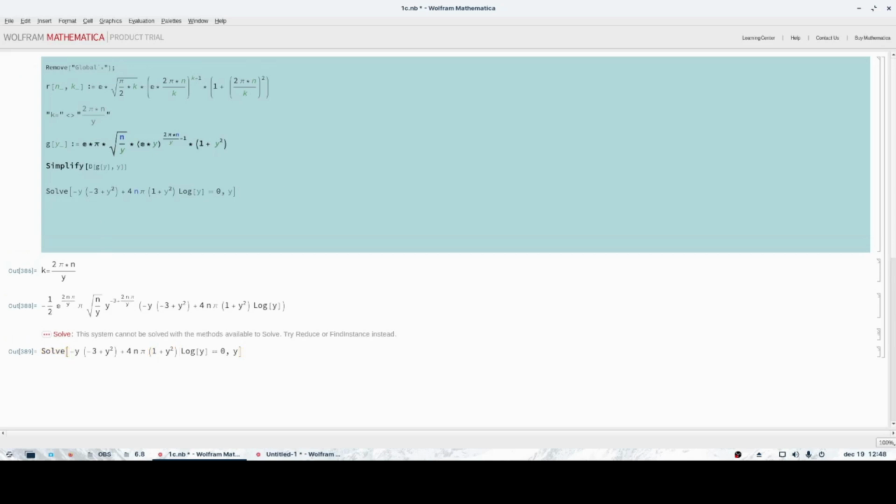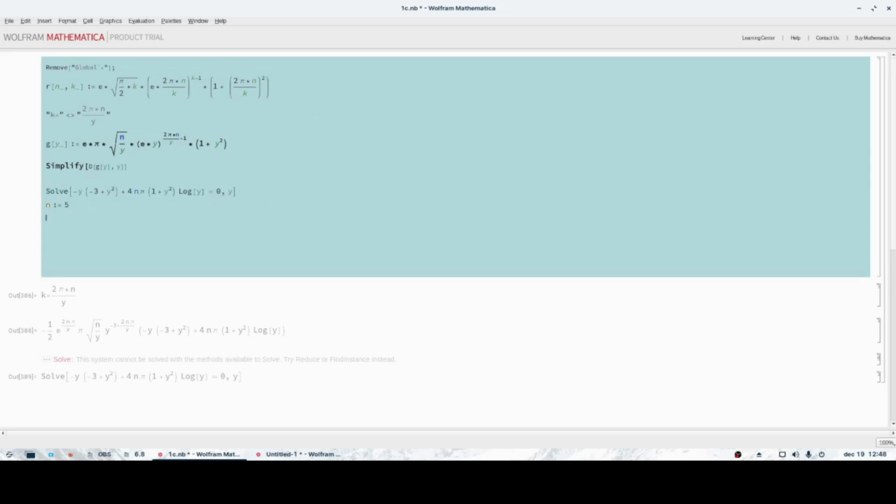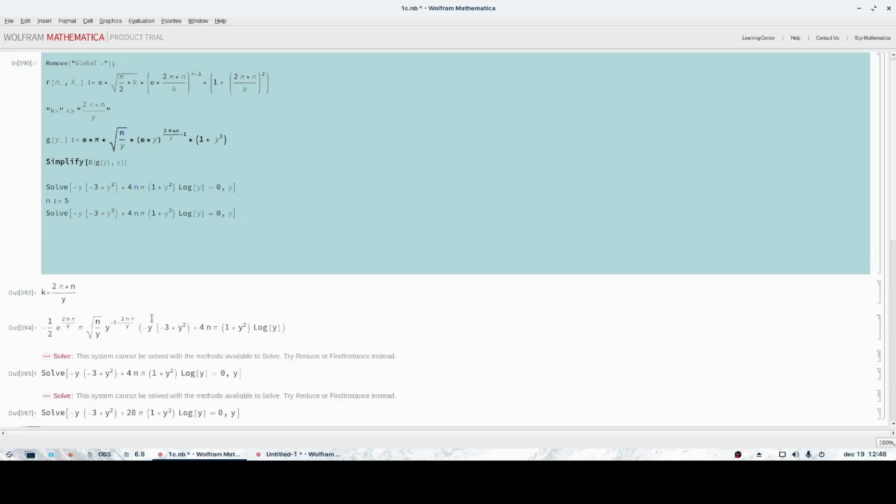Okay, so it cannot be solved with the methods available. What if I set a concrete, fixed value and solve for it, for example n equal to 6 or 5? It cannot be solved either. Solve it numerically. No resolution.